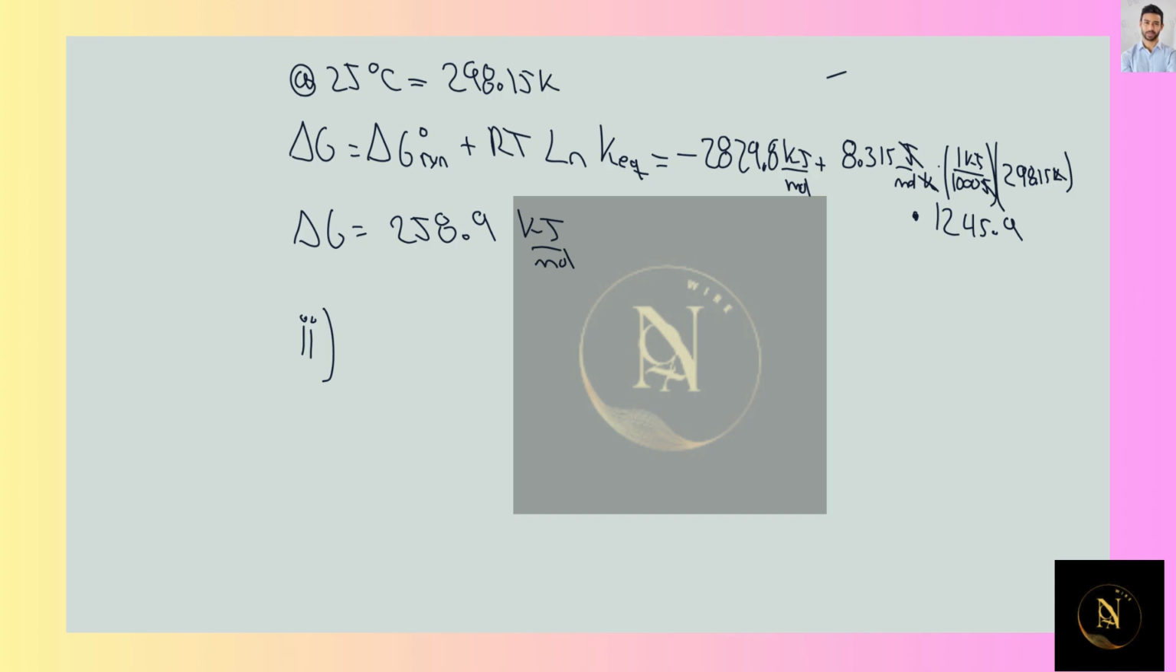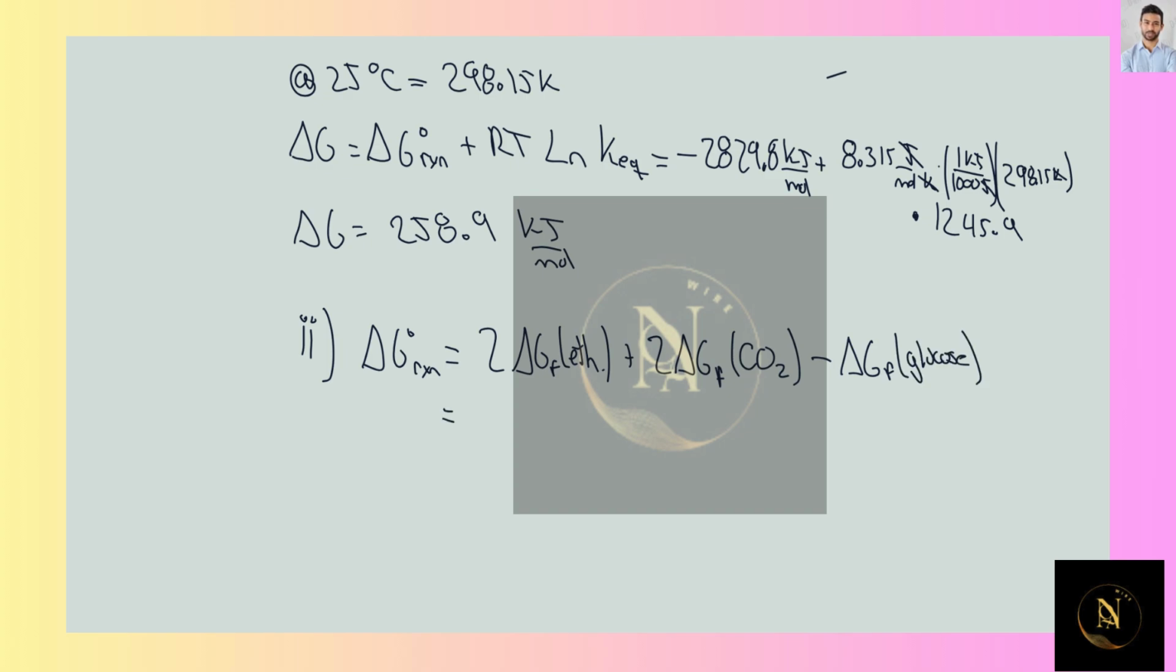the delta G standard for my reaction is going to be equal to 2 times the delta G of formation of ethanol plus 2 times the delta G of formation of CO2 minus delta G of formation of glucose. The values give minus 224.8 kilojoules per mole. Now we're going to repeat the procedure.